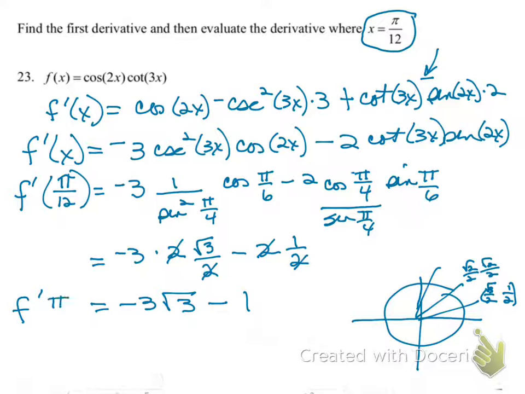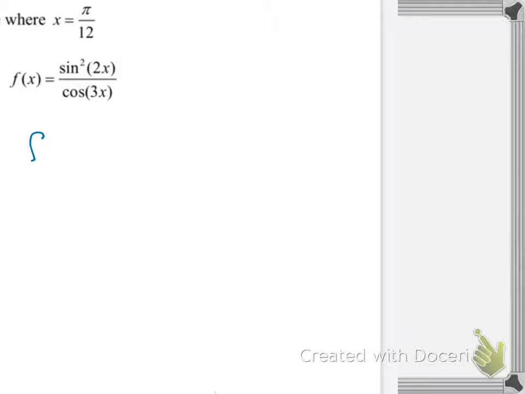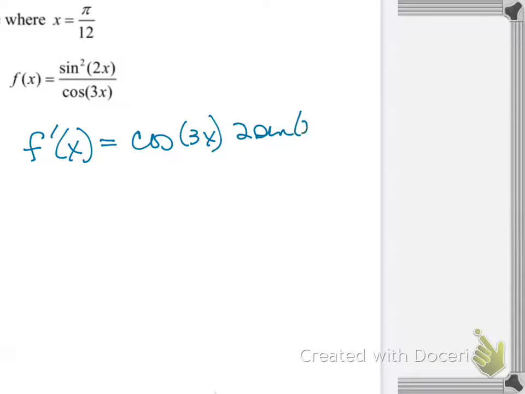Anything else you give me is going to be an approximation. So you want to be able to work with your unit circle values to get the exact answer. So we're going to do one more of those with number 24. Let's do that next. Okay, here we go. Last trig problem. F prime of x equals low d high. So that's going to be 2 times sine 2x.